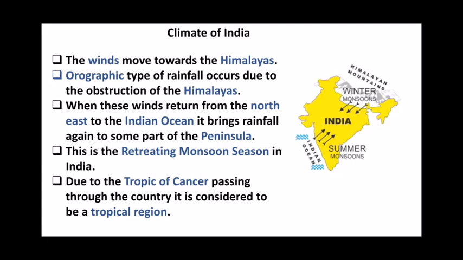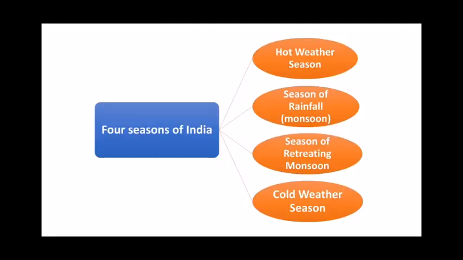So children, there are 4 seasons as per the Indian Meteorological Department. That is the hot weather season, the season of rainfall, that is monsoon, the season of retreating monsoon, and last is the cold weather season, that is the winter season.